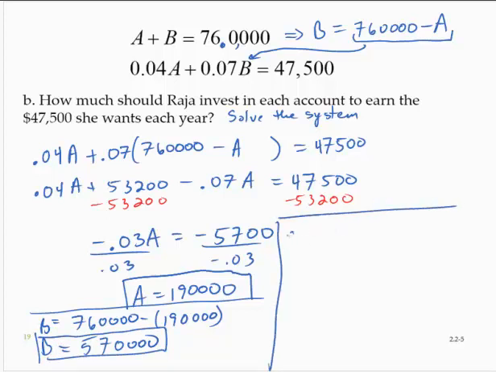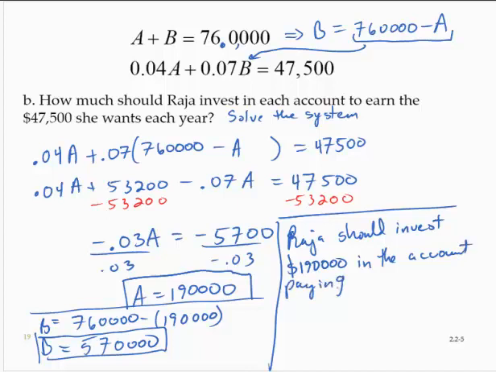Conclusion: Raja should invest $190,000 in the account paying 4%, and $570,000 in the account paying 7%.